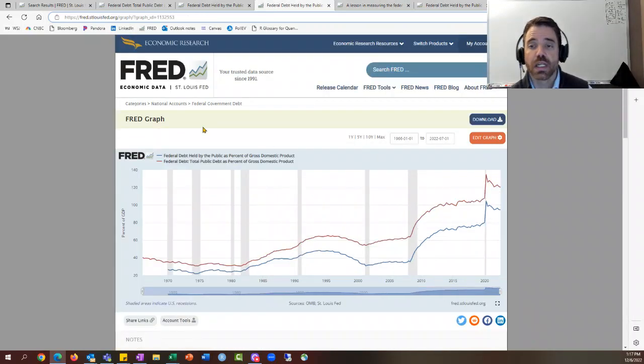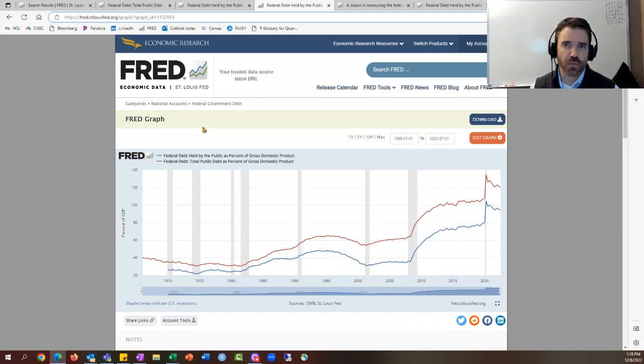What we want is only the blue, that which is going to be focused on and purchased by the private stakeholders. Now, that doesn't mean that it's right or wrong. That's the one where most of the policy discourse is revolving. So that's the one where we will focus. Federal debt held by the public as a percent of GDP.